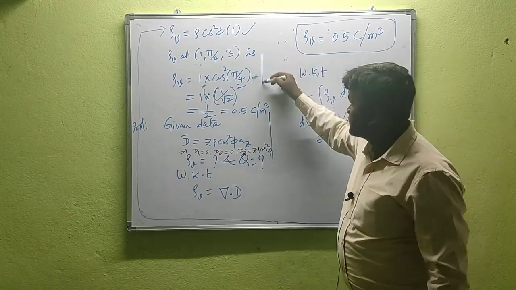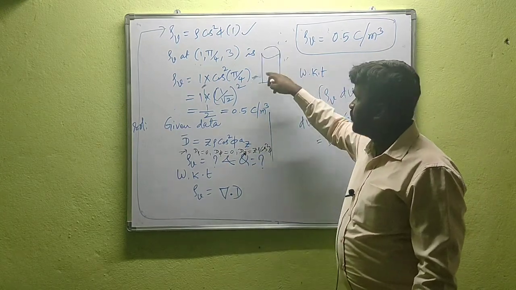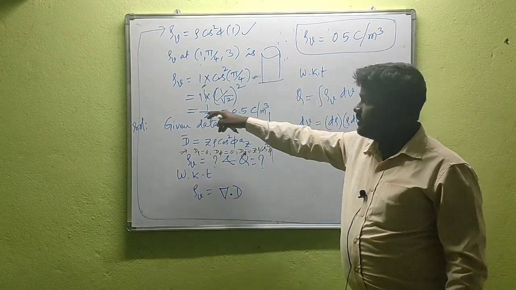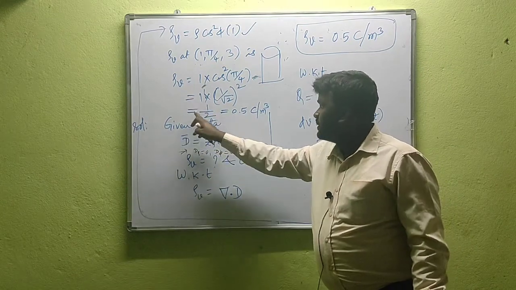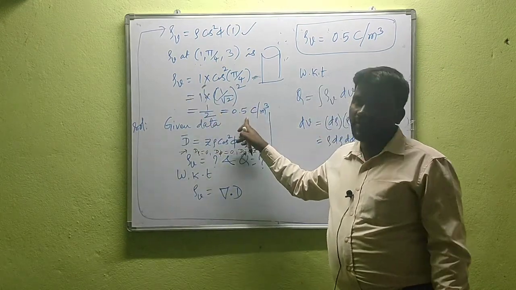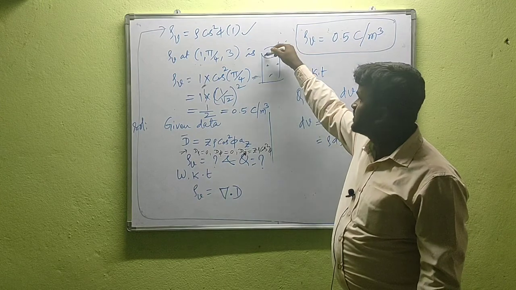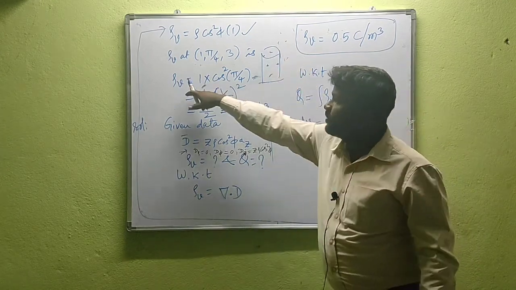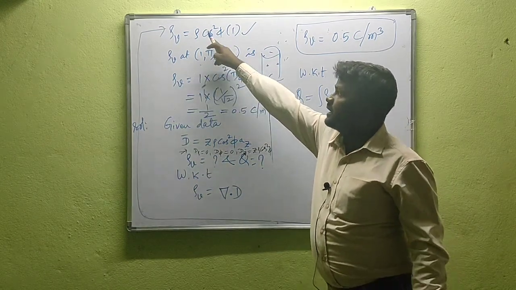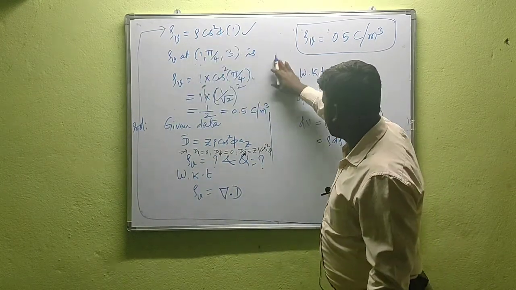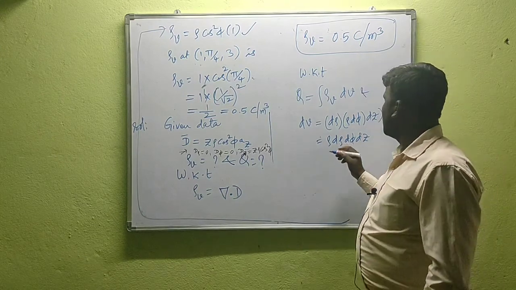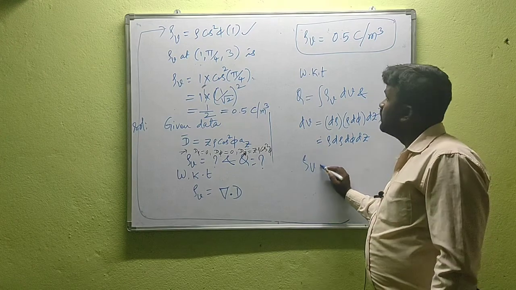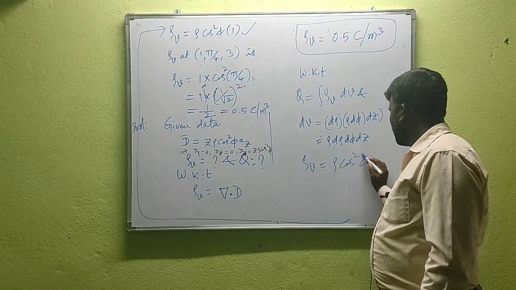Suppose we consider a cylinder like this. We need to find the charge enclosed by this cylinder. What they gave earlier is the charge density at the particular point. We have different points in this cylinder, and we require the charge enclosed by the whole cylinder. In this cylinder we have the charge density rho v, that is rho cos square phi. So we need to substitute rho v as rho into cos square phi.